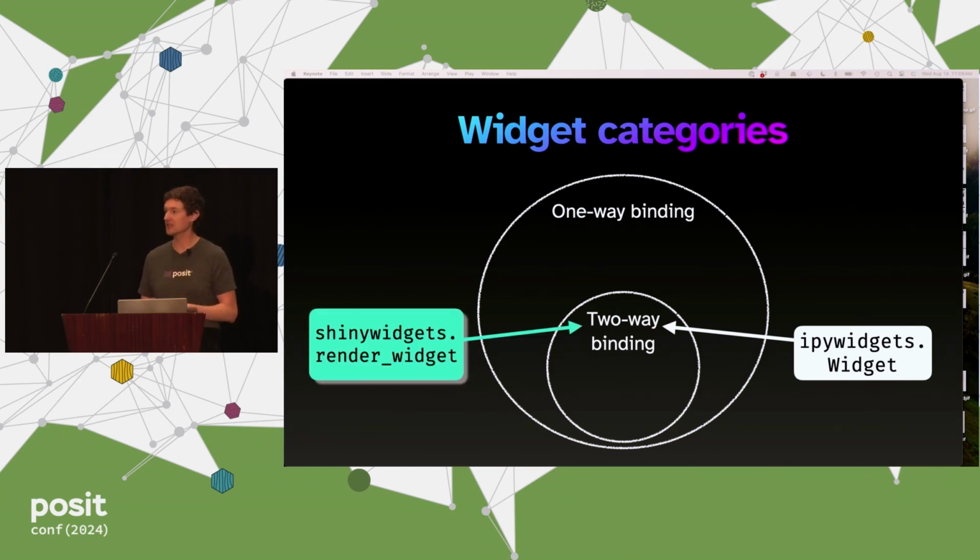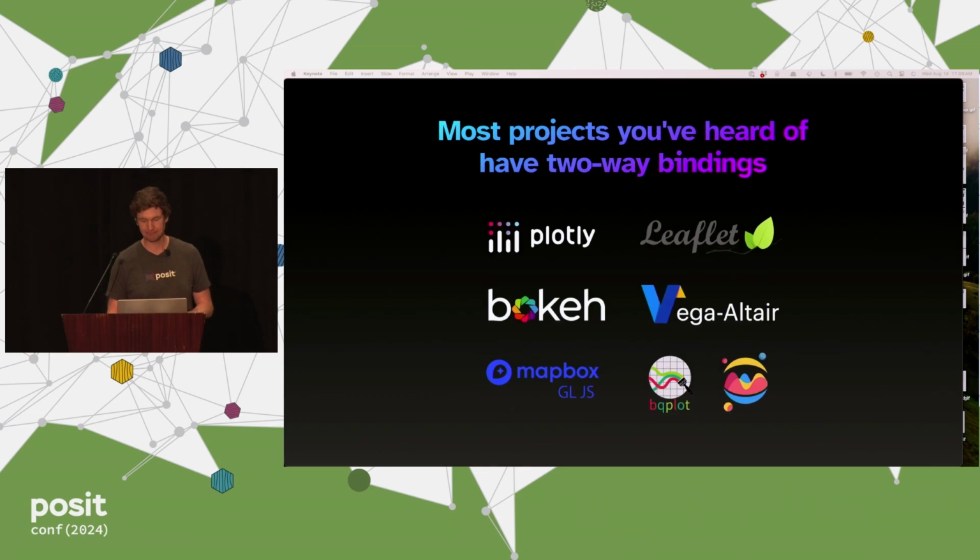And as we'll see shortly, the shinywidgets package has a render_widget decorator that allows us to render ipywidgets in Shiny and leverage all of those nice things that come with the two-way binding. And most of the projects that you've heard of are going to provide two-way binding interfaces. So big names like Plotly, Leaflet, Bokeh, Vega, Altair, Mapbox has a binding called PyDeck. All of these projects tend to provide two-way binding interfaces.